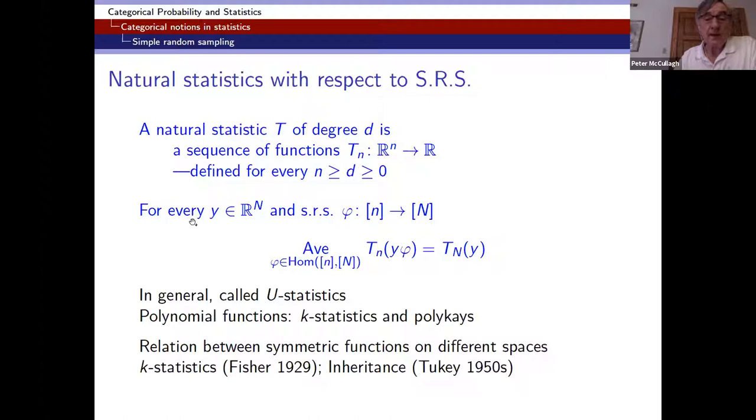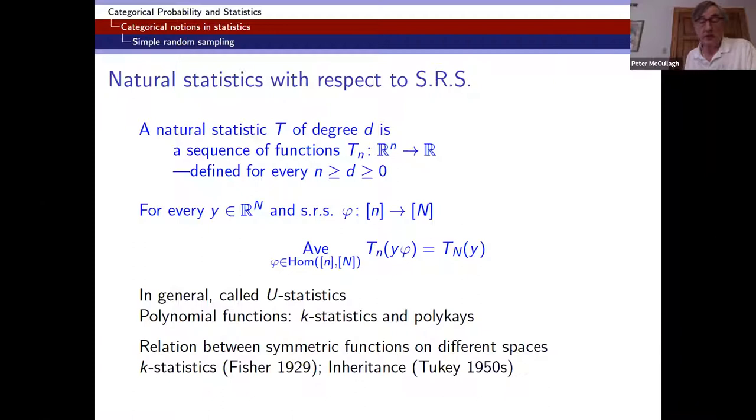And the defining property is that for every point in the big space, and for simple random samples, the average over all of these functions uniformly distributed on this set of the descending factorial number, the average value of the sample values is exactly equal to the population value. And that's going to be true for every capital N and little n. So that's the definition. In general, these things don't have to be polynomials, and there's a way of constructing them explicitly. But for polynomial functions, they have a very nice structure.